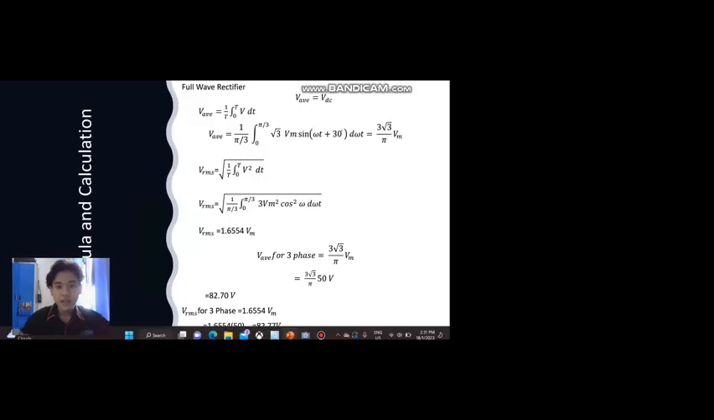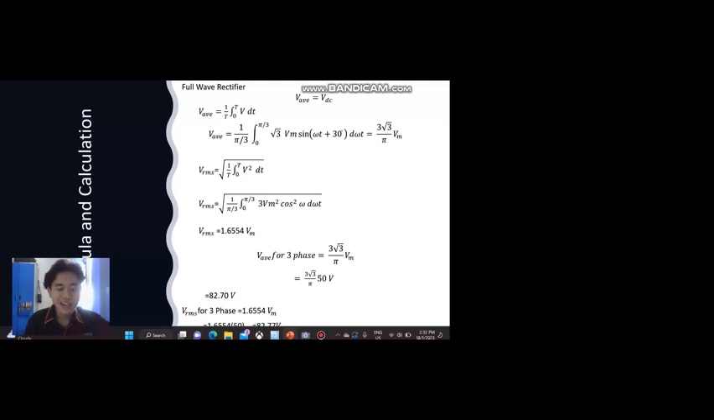Assalamualaikum warahmatullahi wabarakatuh. I will explain the formula and calculation that have been used based on the topic three-phase full wave rectifier. Firstly, we can use this formula: 1 over T, integral from 0 to T of v dt, where T is the period.